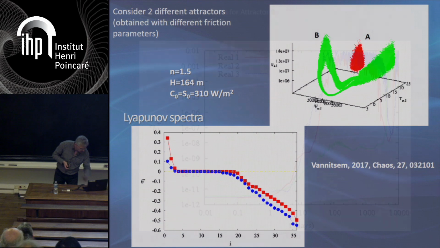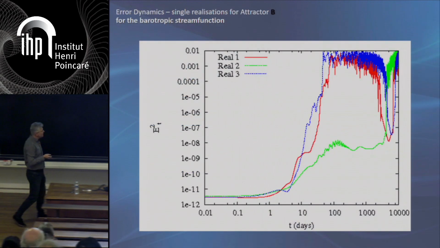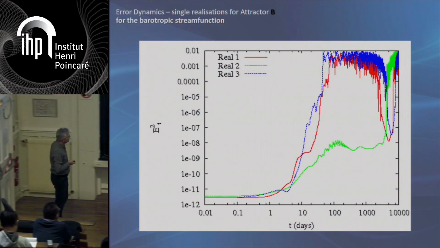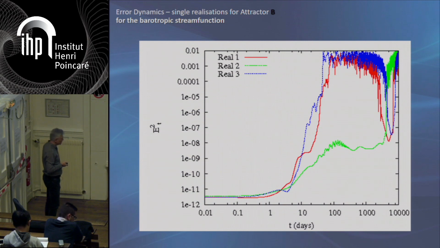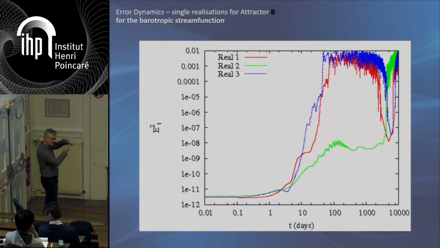But now let's turn to the most interesting part, the predictability properties of this system. We consider just the one where we have the low frequency variability, okay, here. And we have three different realizations of the error. So you start from one initial condition on the attractor of the system, you perturb it, and you look at the error growth, okay?